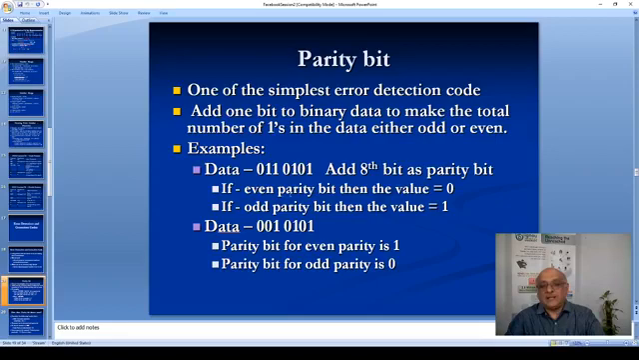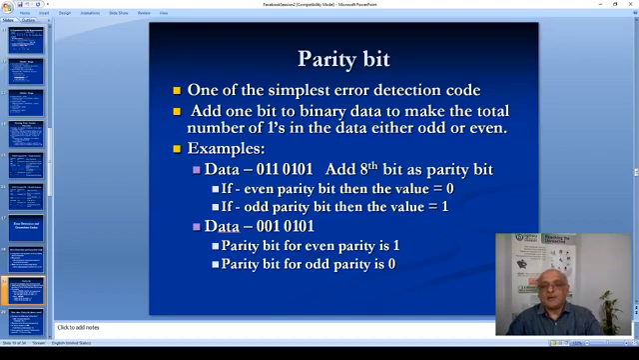If we want to add an even parity bit, how many ones are already there? 4 ones. So the parity bit has to be 0, because in even parity the number of ones should be even, and they are already even, so we just add 0. Now if I want odd parity, there are 4 ones, so by adding 1 I will have an odd number of ones in the data as well as the parity bit. So the parity bit value is going to be 1.